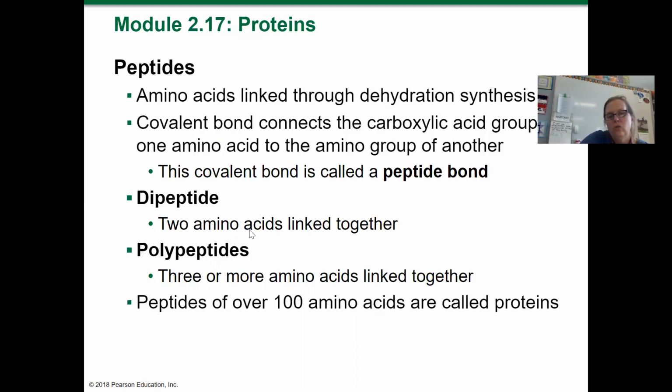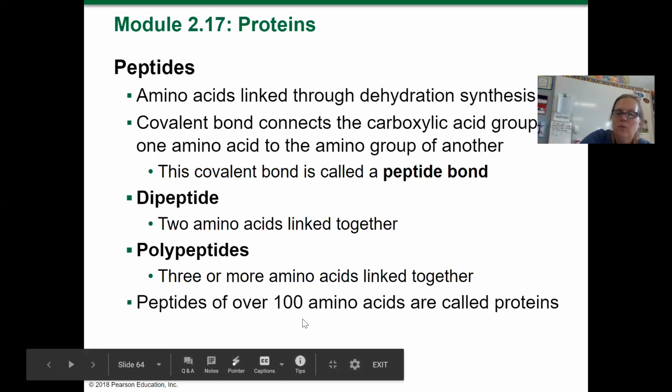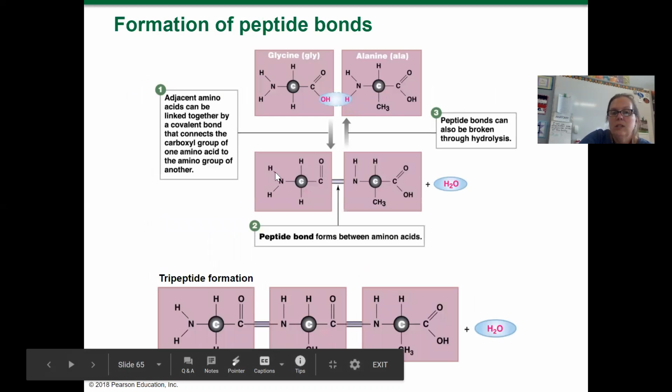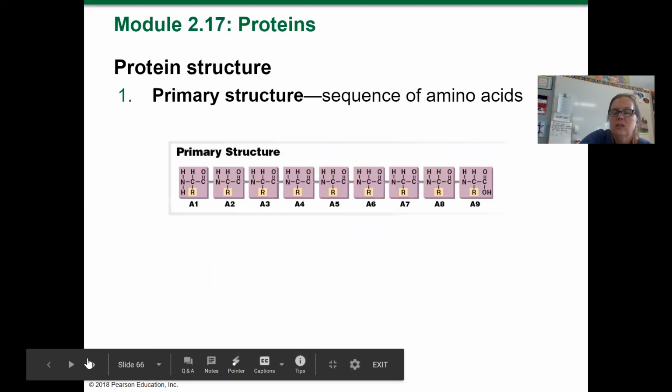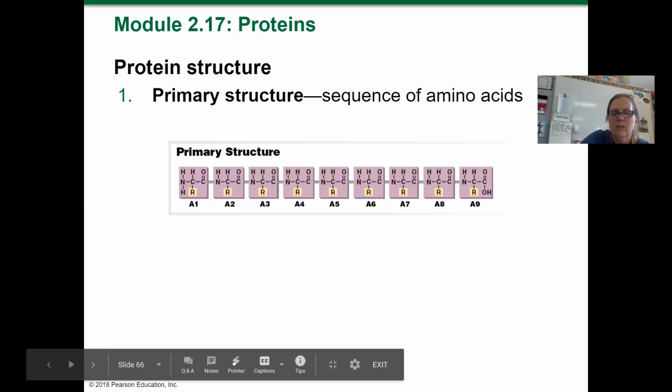So a dipeptide is 2 amino acids and a polypeptide is 3 or more. Peptides of over 100 amino acids are called proteins. And when I talked about, this just shows you the dehydration synthesis, but when I talked about the structure or the levels, the first level, primary, is the sequence. So whatever amino acid this is named, this is the sequence of the amino acids.